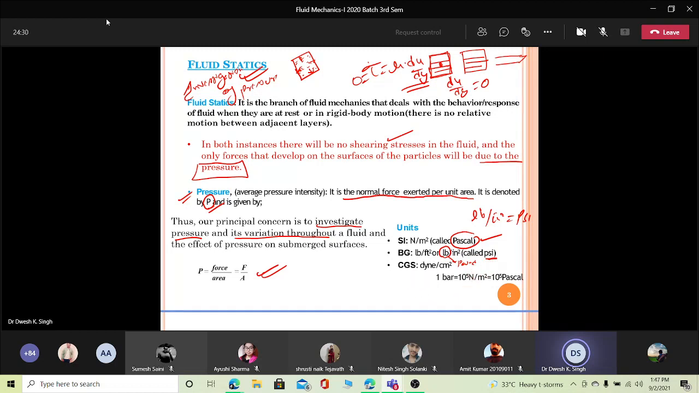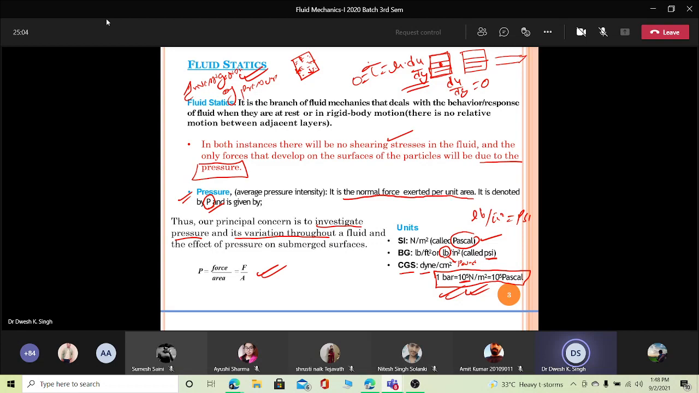In CGS, it is dyne per centimeter square, which is called the CGS system. And these are important relations. You are going to use this in your numerical problems: 1 bar is equal to 10 to the power 5. So all the time you will need to change into terms of Newton per meter square to maintain the homogeneity of the unit. So that is important. This is the brief introduction of statics.